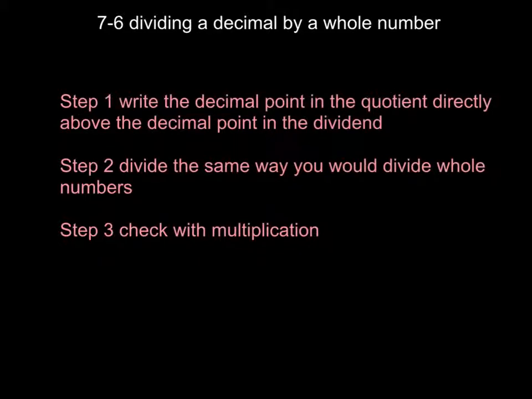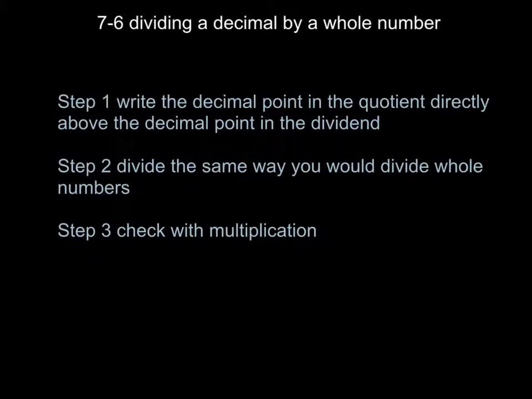Lesson 7-6, dividing a decimal by a whole number. So there are some steps that we are going to follow when we are dividing a decimal by a whole number. Step 1, you need to write the decimal point in the quotient directly above the decimal point in the dividend. And so we'll see what that looks like here.